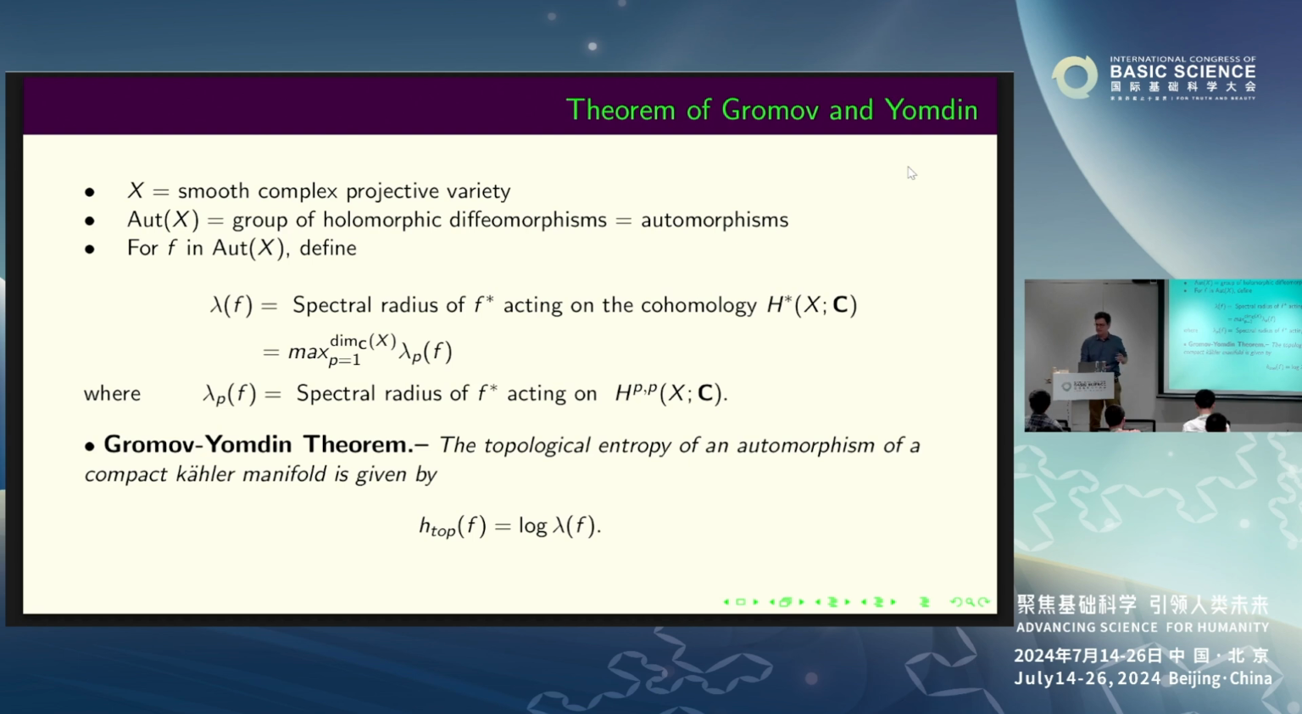Oh, yes, it works. Okay, so this means that the graph of such a holomorphic diffeomorphism in X times X is a submanifold of X times X. So you start with such a holomorphic diffeomorphism, and you look at the action on cohomology, and you compute the spectral radius of the action.